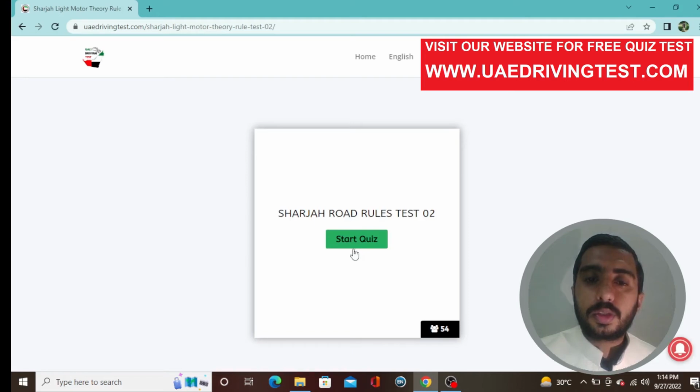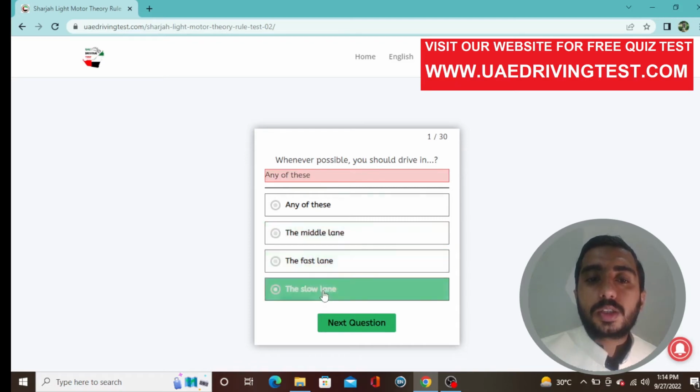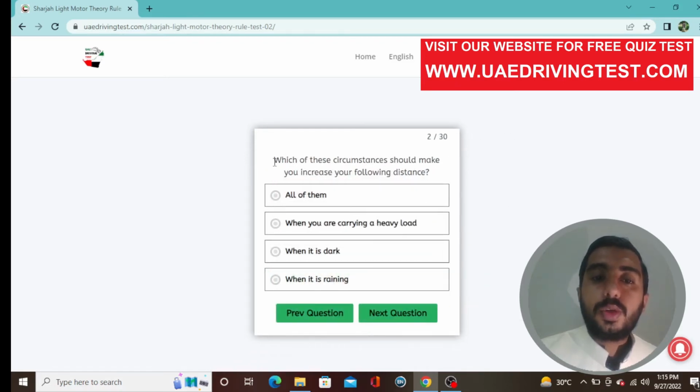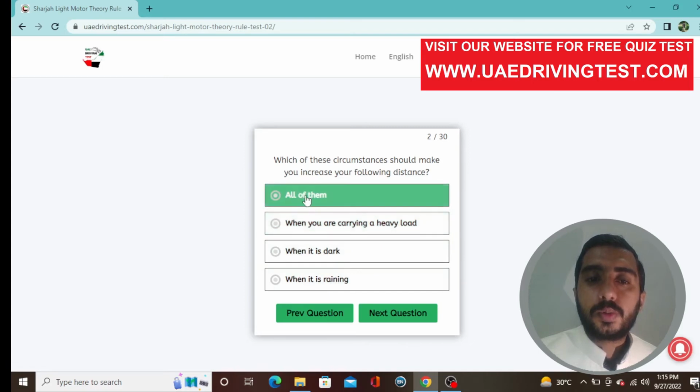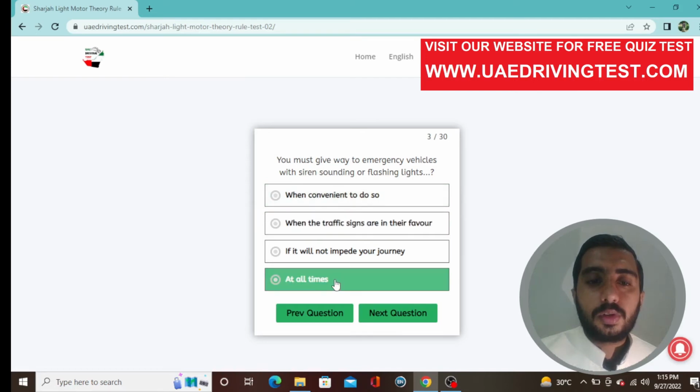Let's start the quiz. Question number 1 is whenever possible you should drive in the slow lane. Option D is the correct one. Next question. Question number 2 is which of these circumstances should make you increase your following distance all the time? Option A is the correct one. Next question. You must give way to emergency vehicle when siren sounding or flashing light, and the correct answer is at all time. Option D is the correct one.